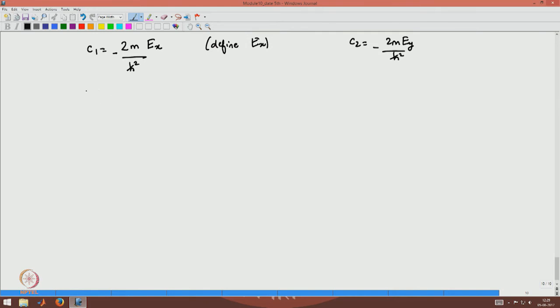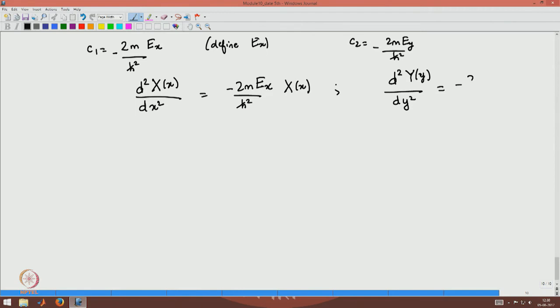So the first equation will be d square X of x divided by dx square is equal to minus 2 m E x by h cross square X of x, and you have a very similar equation, d square Y of y divided by dy square is equal to minus 2 m E y by h cross square Y of y, and you have E x plus E y equal to E.